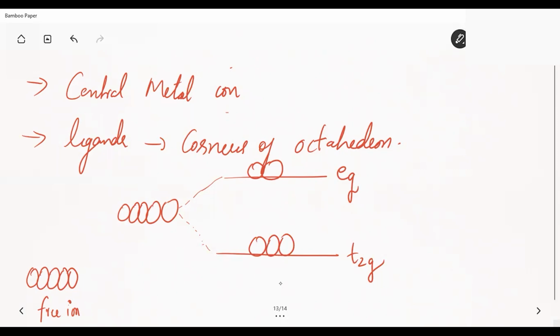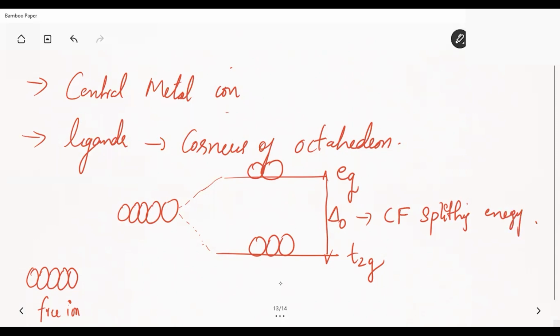And you have to understand one more thing: the energy separation between these T2g and Eg is denoted by the letter delta O. Okay, and we call it the crystal field splitting energy. Crystal field splitting energy.